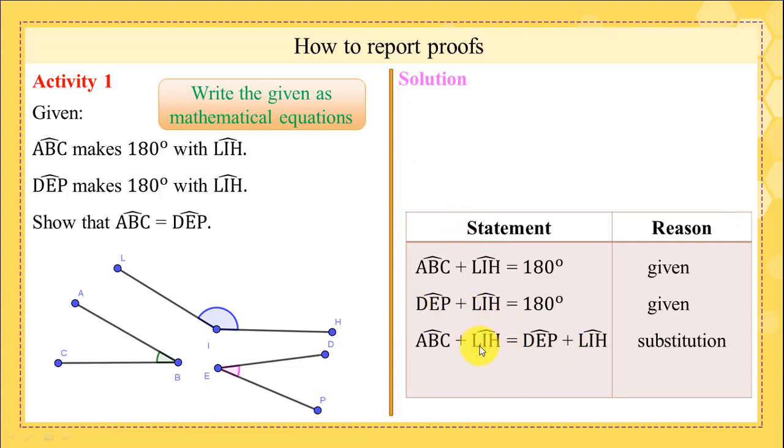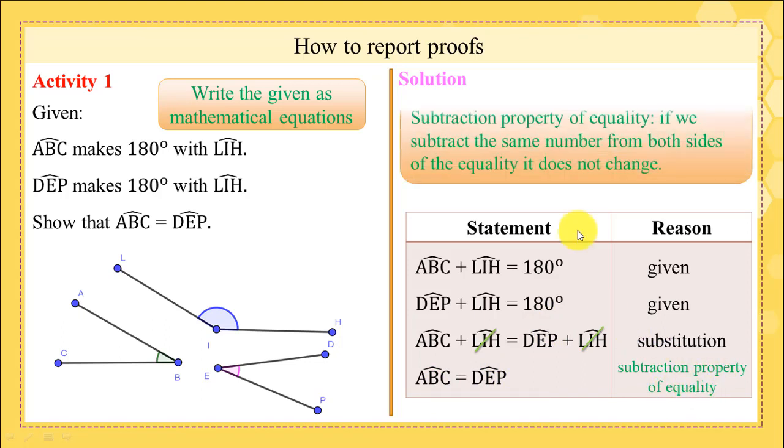So we can eliminate or subtract these two angles, or the same angle, from both sides of the equation, and we have the rest: ABC is equal to DEP. So ABC is equal to DEP by subtraction property of equality. What is subtraction property of equality? If we subtract the same number from both sides of the equality, it doesn't change.